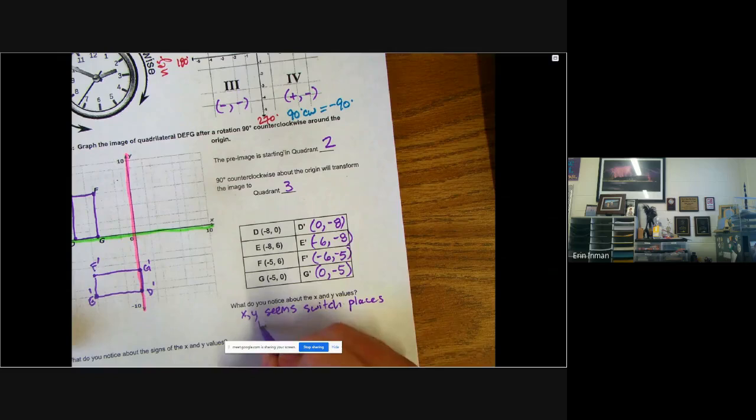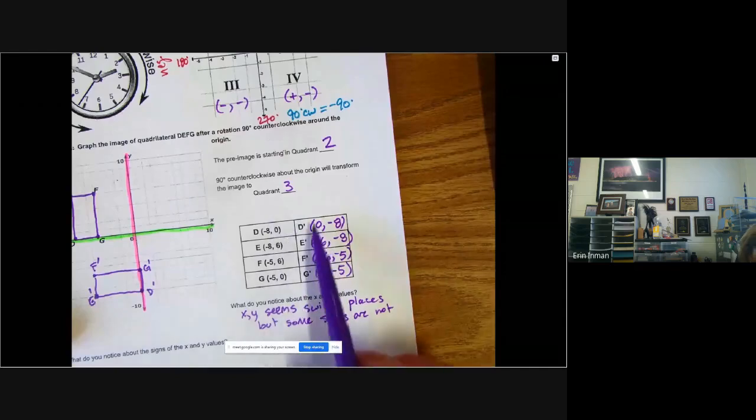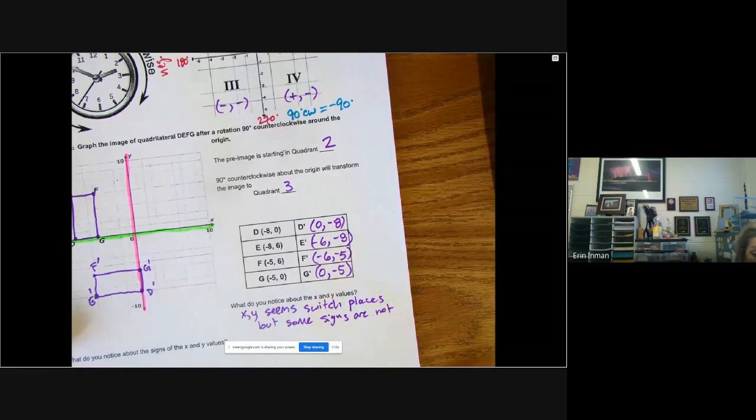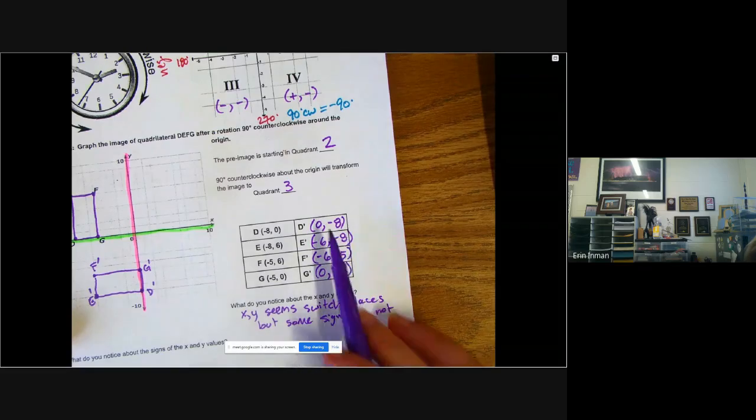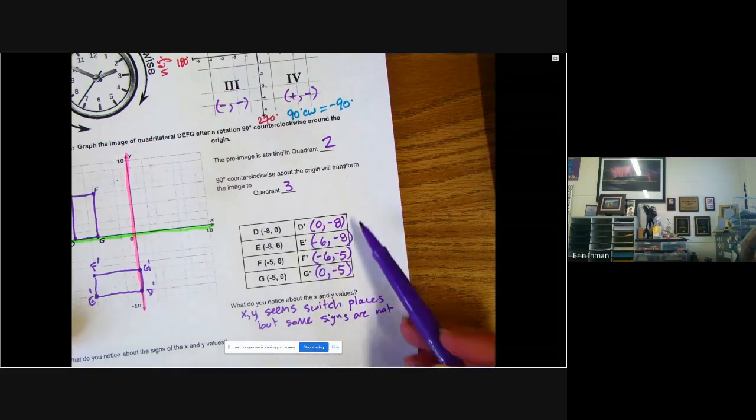Right? But some of the signs are off. Right, so this sign didn't switch, it became the opposite. The 0 is kind of hard to tell because 0 doesn't have a positive or a negative sign, so we can't really tell there. But it looks like just the X coordinates were affected. Our Y coordinates here, they didn't change.